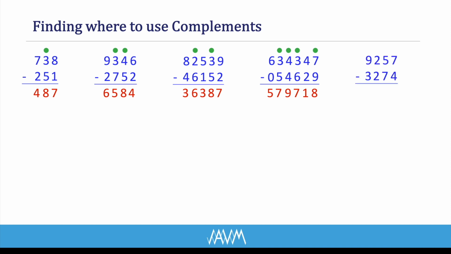Next example. Here we will need complements in these two columns. So 9 minus 3 is 6, take away 1 is 5. 2 from 9 is 7, 7 add 2 is 9. 7 from 10 is 3, 3 add 5 makes 8. And then in the ones column, 7 minus 4 is 3.